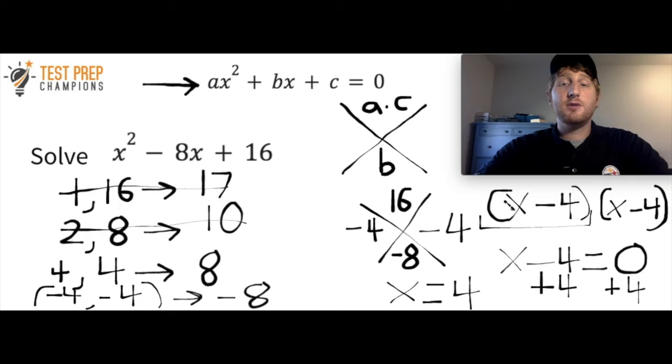Okay, so I did x minus 4 equals 0. I found that x equals 4. Then I would do the same thing with this over here, x minus 4. I would set this one equal to 0, solve it for x, and I would figure out that the solutions are x equals 4 and x equals 4.